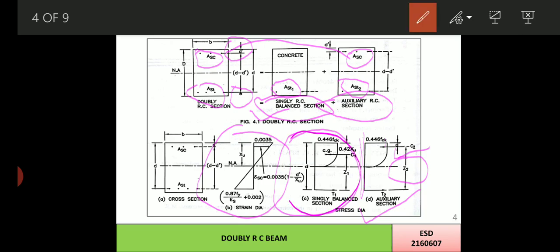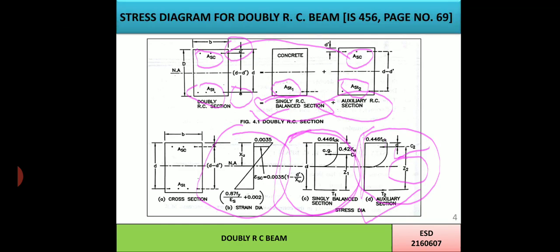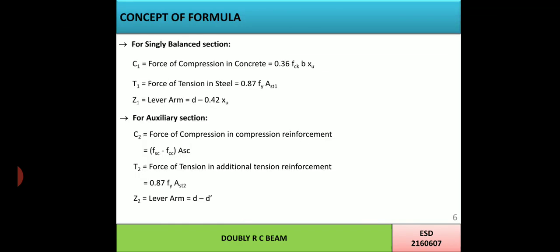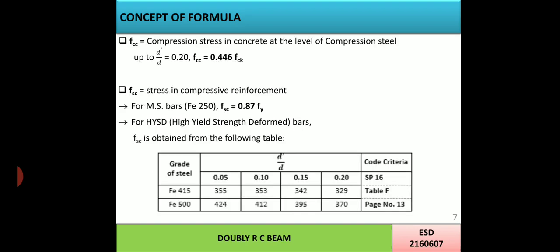Say this, we are discussing the balanced singly RC beam stress diagram. Now we should concentrate on this diagram for the formula of C2, T2 and Z2. For that, C2, force of compression in compression reinforcement, that is FSC minus FCC into ASC; T2, force of tension in additional tension reinforcement, that is 0.87 FY AST2; and Z2, that is lever arm for the auxiliary section, d minus d dash.